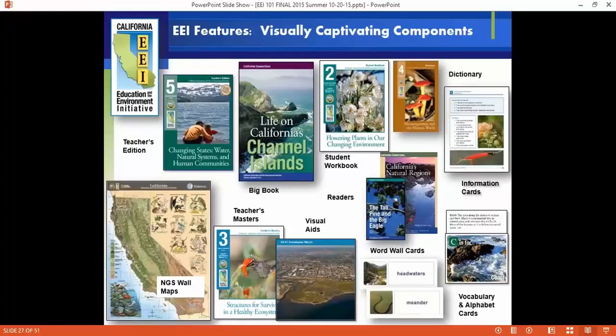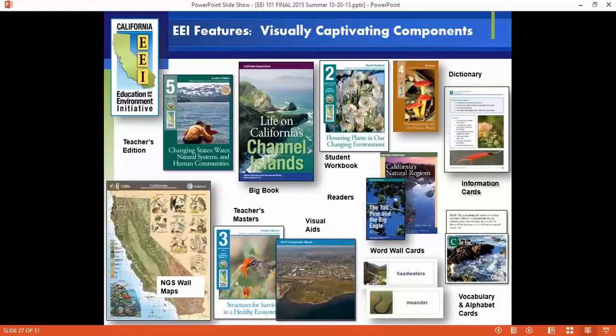And Wendy, you know that we worked with National Geographic to develop these maps just for the EEI curriculum, and I think we have about 13 different maps. Yeah. The other thing I want to mention is that on our website you can peruse any of these files.